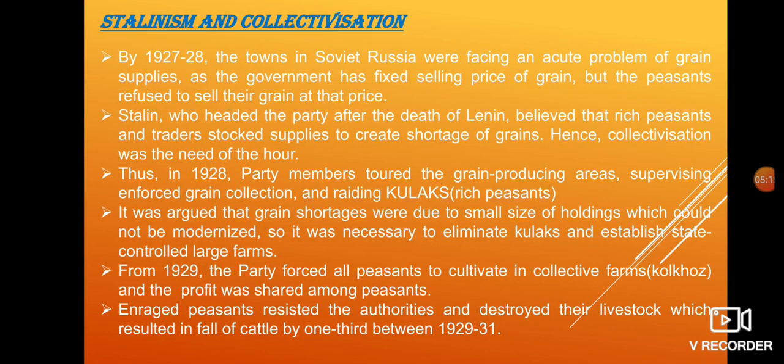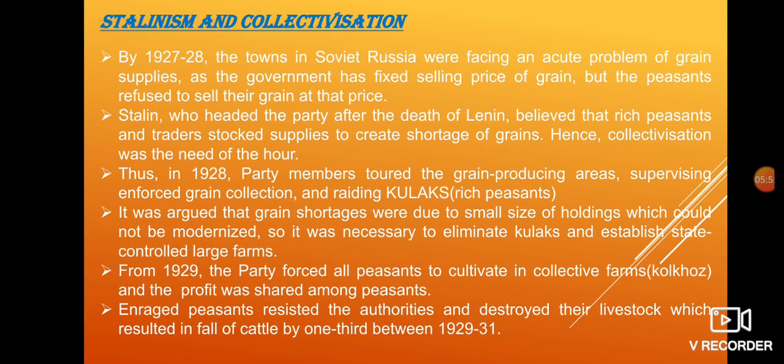By the time Lenin died in January 1924, he was firmly in control of the new communist state. After his death, power passed into the hands of one of his party officials named Joseph Stalin. By 1927-28, the towns in Soviet Russia were facing a shortage of food supplies. The main cause behind this shortage was the fixation of grain prices by the government.